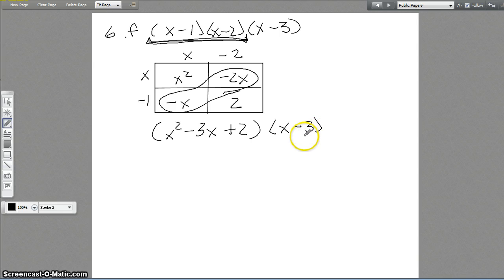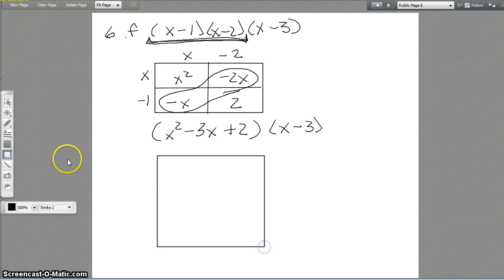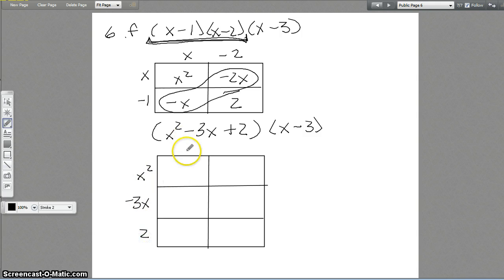So now I need to make a new grid to work this problem out. Okay, now I'm going to put in my grid lines. And you can see I made this taller than I made it wide. So I'm going to put my 3 terms going down the side: x squared, negative 3x, and 2. And at the top I'm going to have x and negative 3.